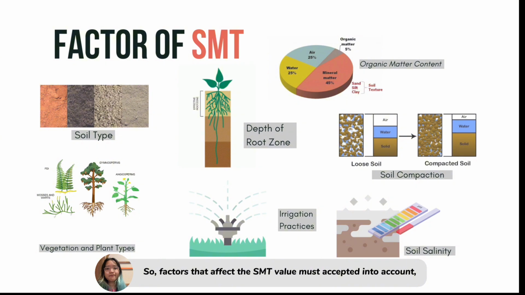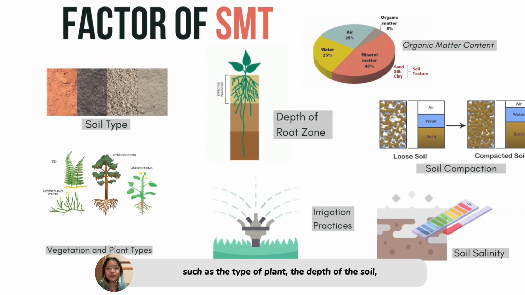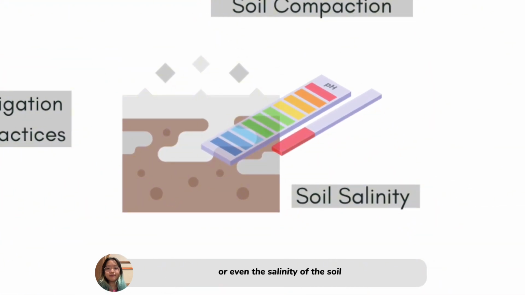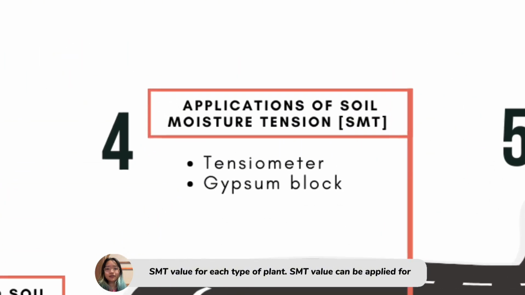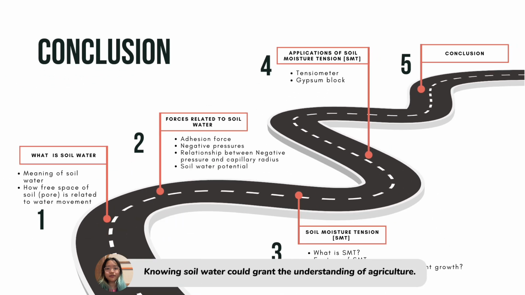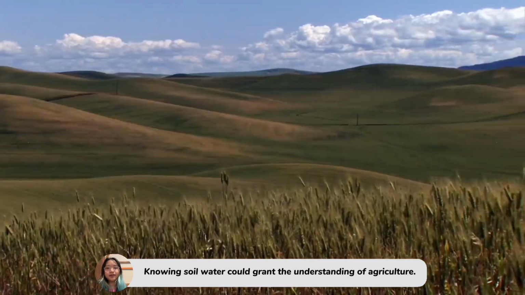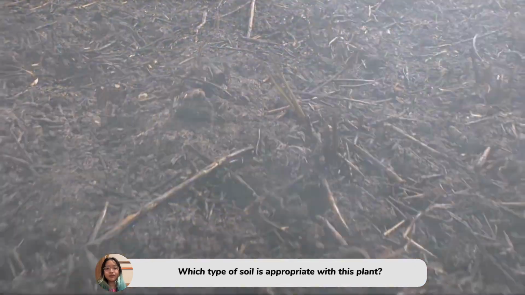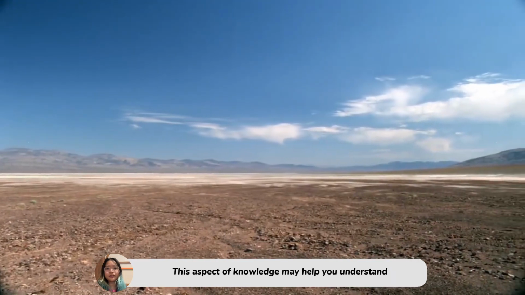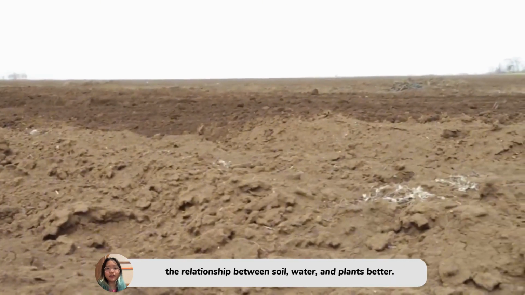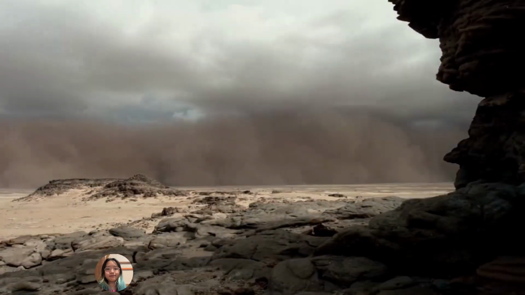So, factors that affect the SMT value must be taken into account, such as the type of plant, the depth of the soil, or even the salinity of soil, which will allow us to determine the appropriate SMT value for each type of plant. The SMT value can be applied with several appliances, such as the tensiometer and gypsum block. Knowing soil water could grant an understanding of agriculture, which type of soil is appropriate for which plant, and which conditions of soil are suitable for them. This knowledge may help you understand the relationship between soil, water, and plants better.